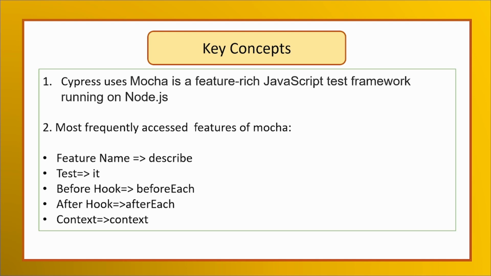In Mocha, we also have pre and post hooks which will be executed before and after every test. These are called beforeEach and afterEach. And last but not the least, we have context, which is used the same way as in other BDD or TDD frameworks. So now let's create a folder and write a first test script.